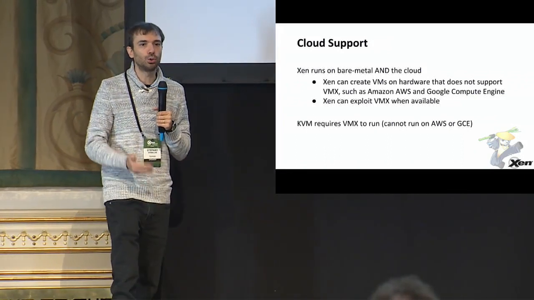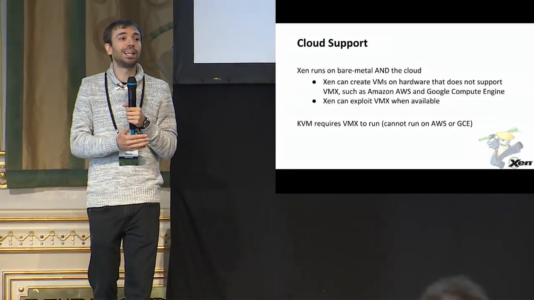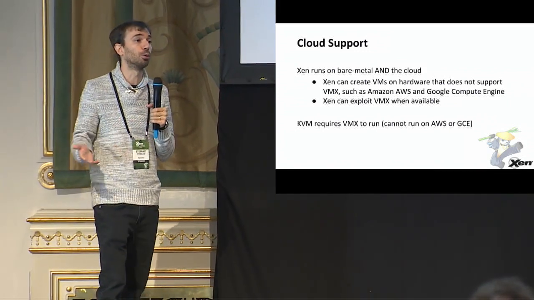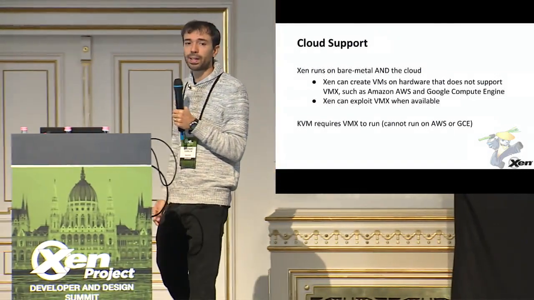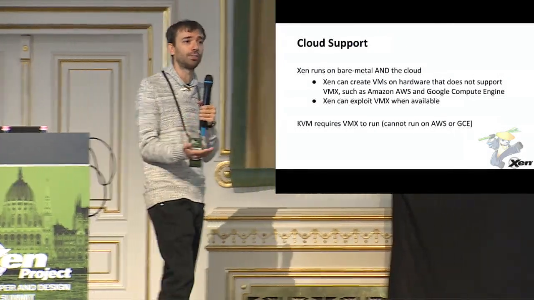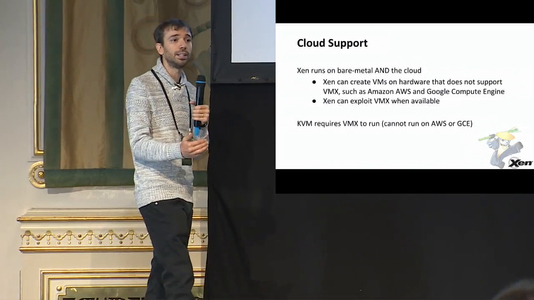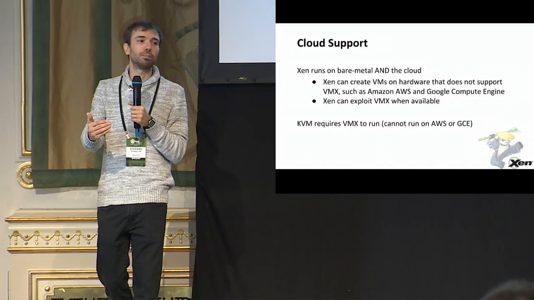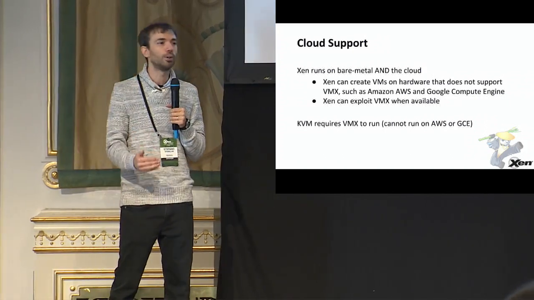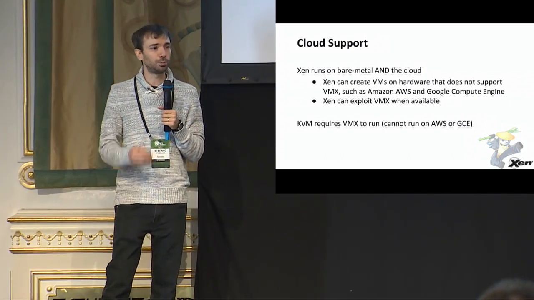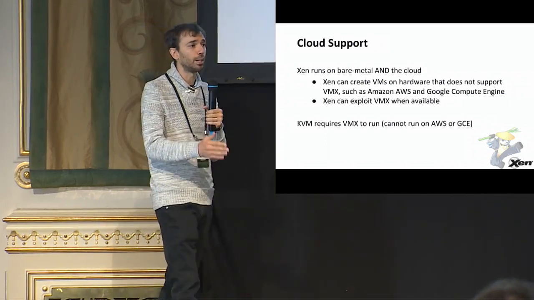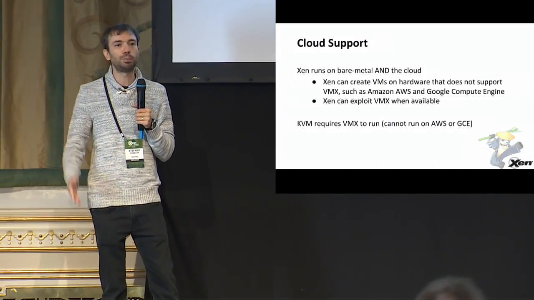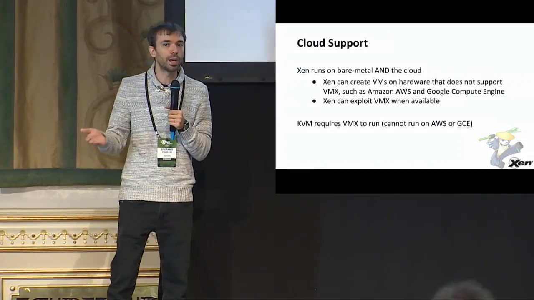So as a matter of fact, today, probably the largest possible pool of machines that people use actually does not support VMX. And this is where Xen has a very strong advantage, because Xen can run in this environment, while other hypervisors cannot. So Xen can run on top of Amazon AWS, can run on top of Google Cloud Engine with PV guests, and at the same time can also run on bare metal and take advantage of VMX when available with PVH. And PVH is a great match for this project.